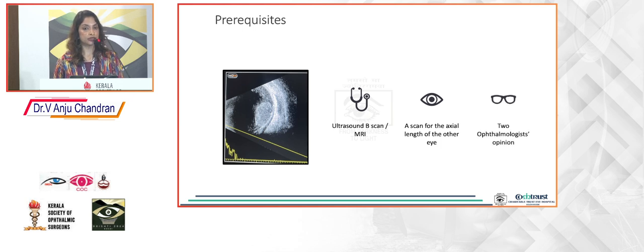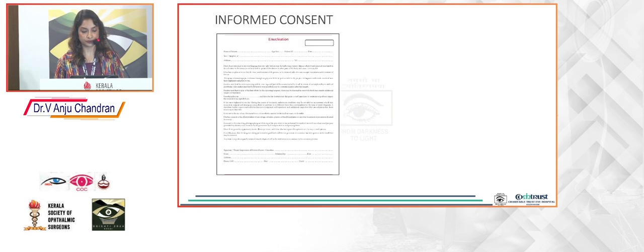And the axial length, when I say that, we need to measure the axial length of the other eye because it will guide us as to what size of implant that you need to place. And it is always important to take at least 2 ophthalmologists' opinion because this is a cyclodestructive procedure and there are medico-legal aspects to it.